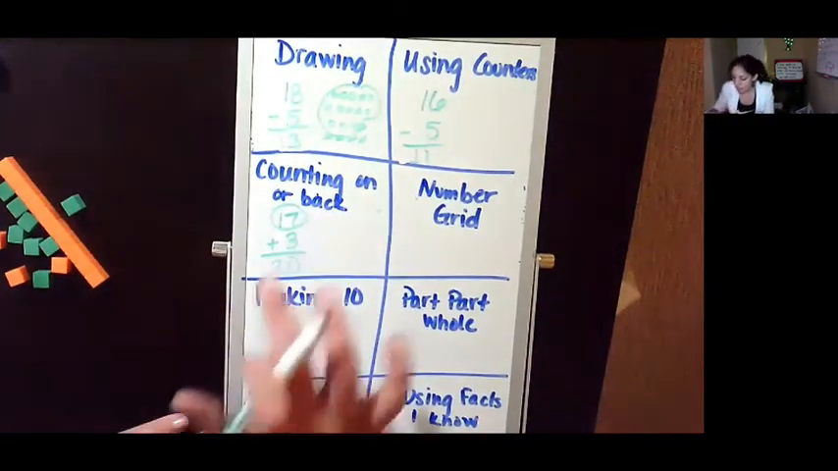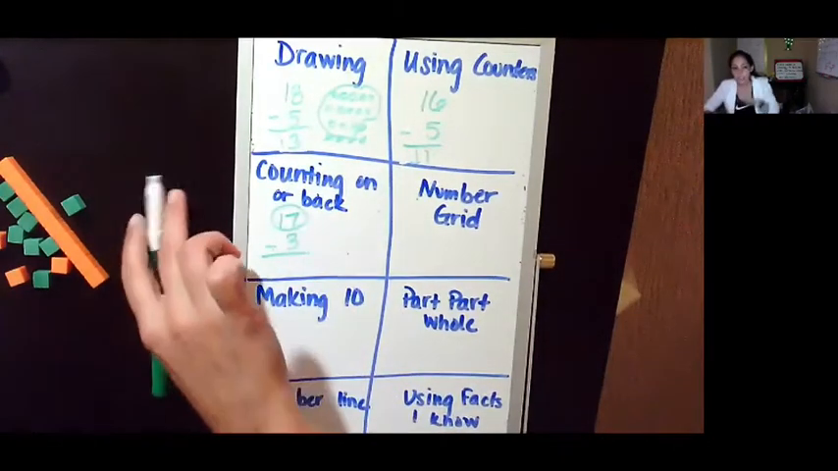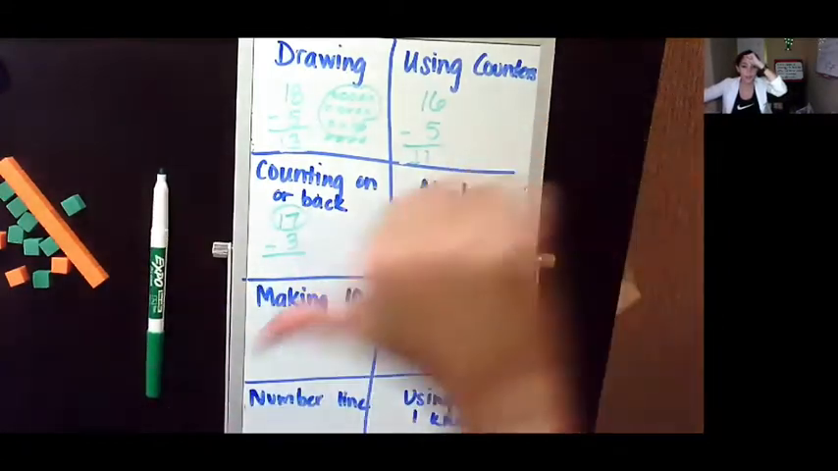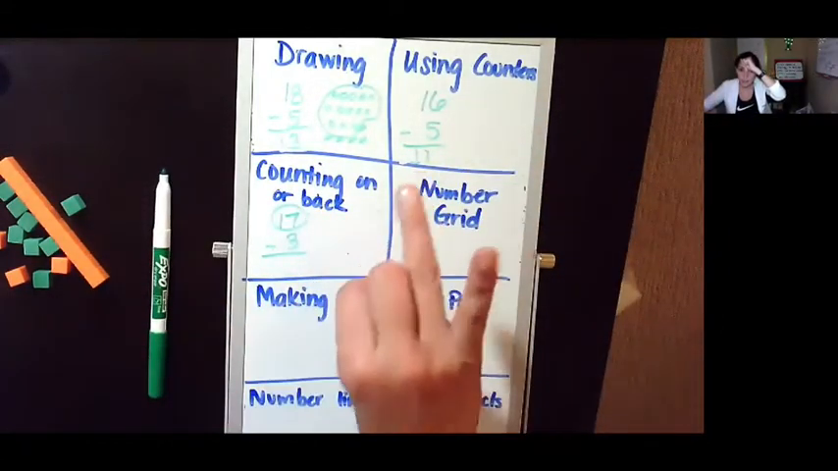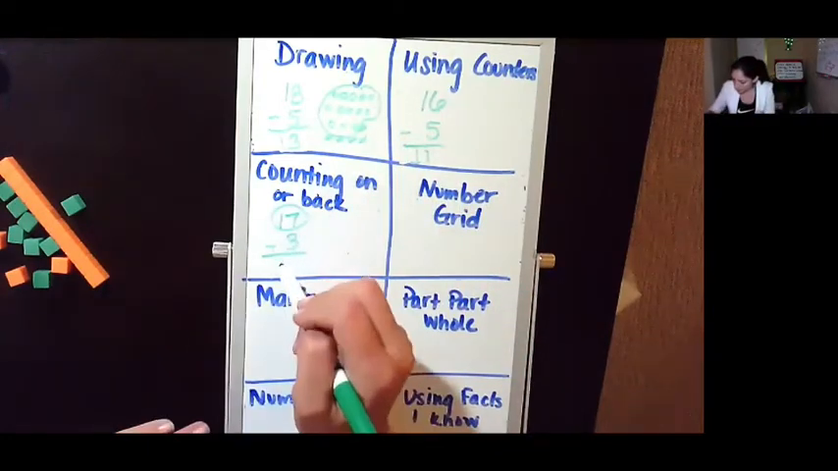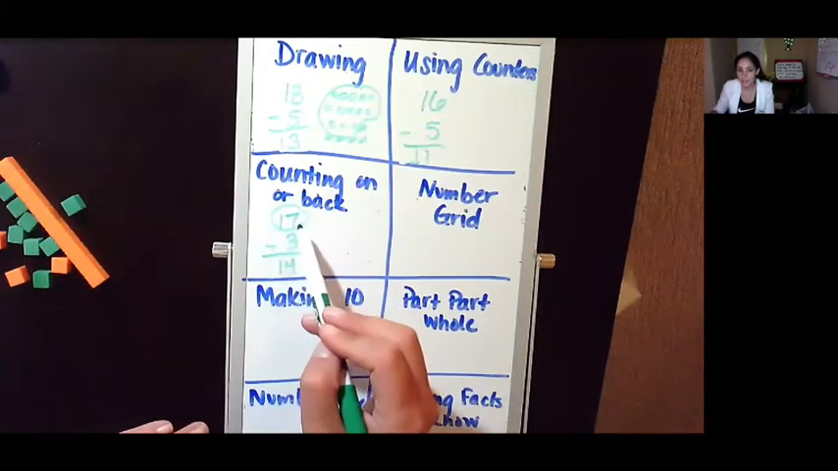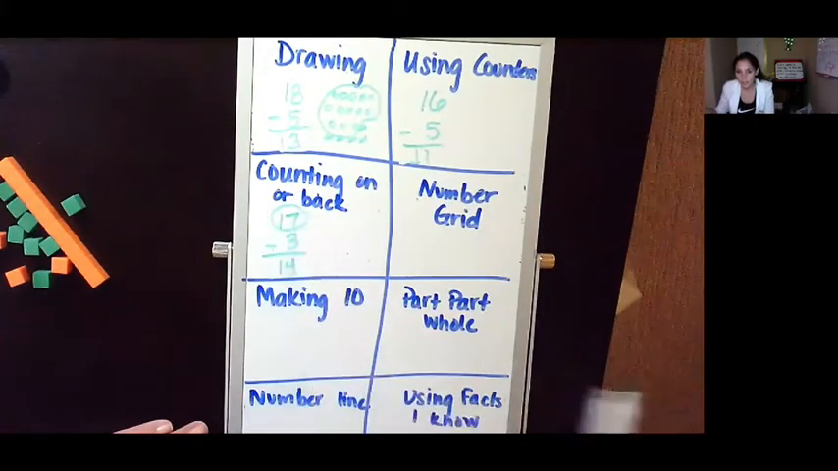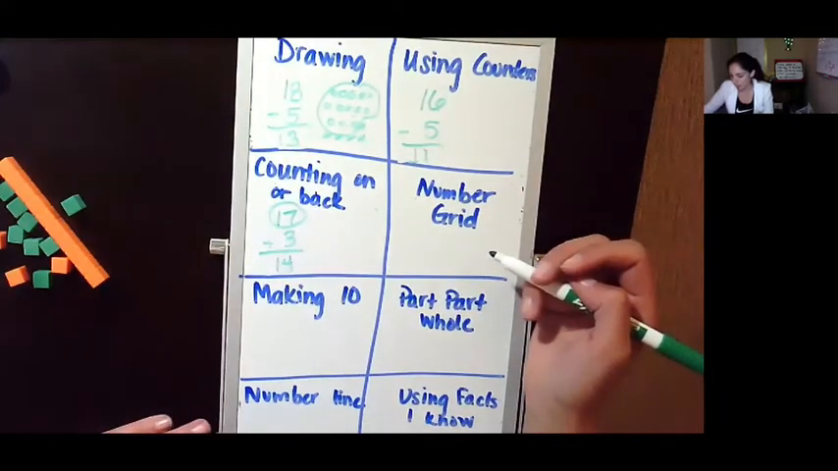This also works for subtraction. If I was doing 17 minus 3, 17 in my head, and I'm going to count to a lower number 3 times. So 17, 16, 15, 14. It works both ways, and it's fast because I'm not having to count 17. That's where I'm starting. Okay. Number grid is also a very quick strategy.